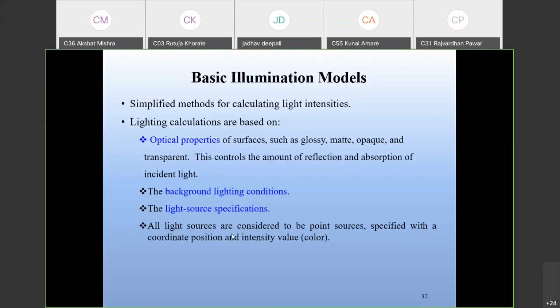All light sources are considered to be point sources. Here we are going to consider a point light specified with a coordinate position and an intensity value, or color.